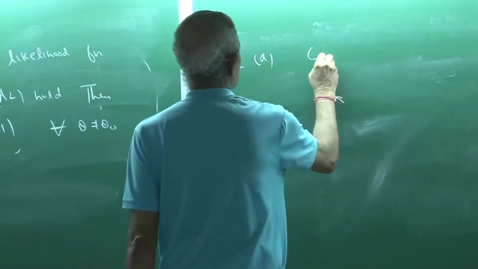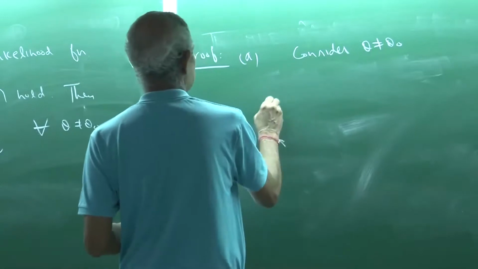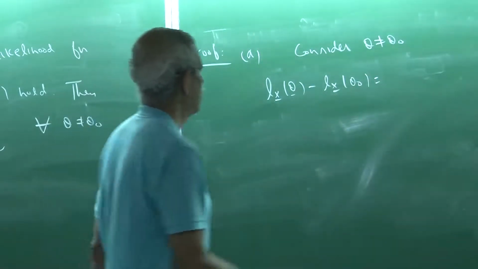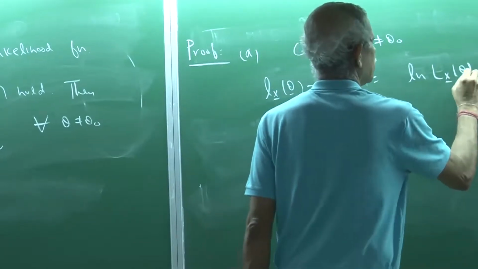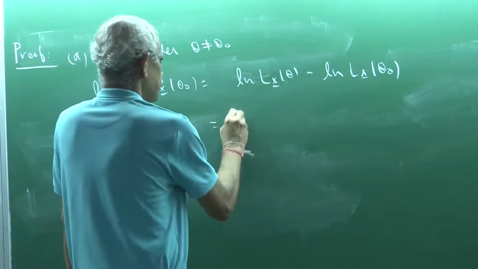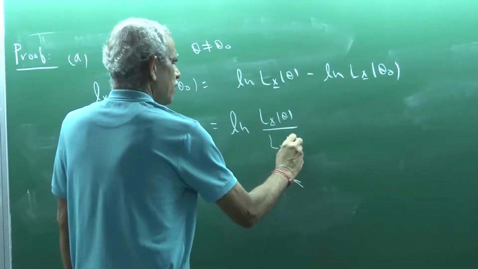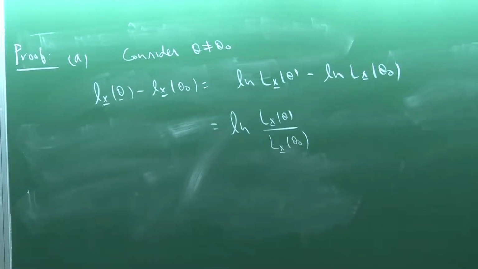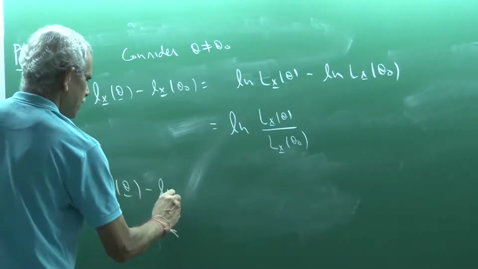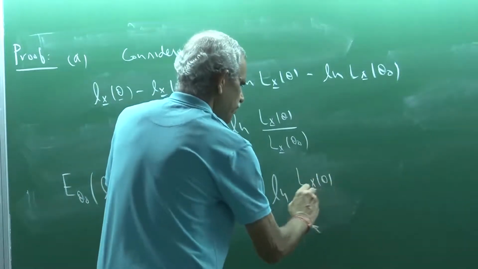So let us consider θ not equal to θ0. Then log L(x, θ) minus log L(x, θ0) is nothing but log of L(x, θ) by L(x, θ0). So the expected value under θ0 of log L(x, θ) minus log L(x, θ0) would be the expected value of log of L(x, θ) by L(x, θ0).